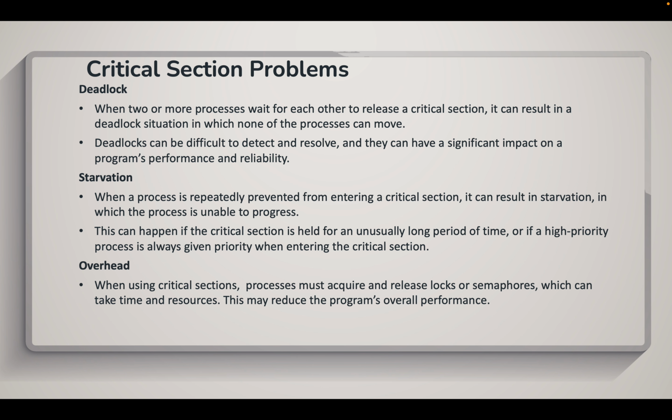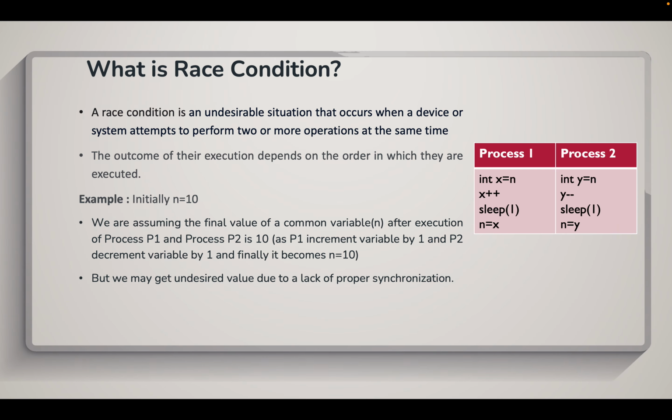That is deadlock. Starvation means that because a higher priority process executes on the CPU first, the lower priority process has to wait for a long time. That is starvation. Overhead: when a critical section process must acquire and release the locks, which can take time and resources. This may reduce the program's overall performance. So overhead means acquiring a resource and releasing a resource. The time taken to acquire and release, that is overhead.